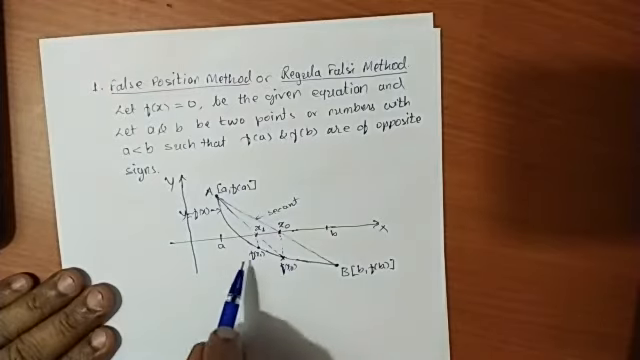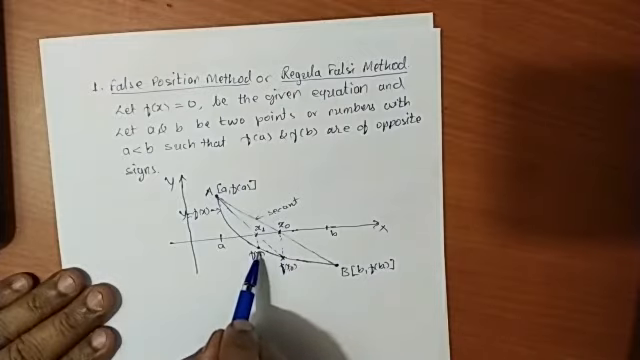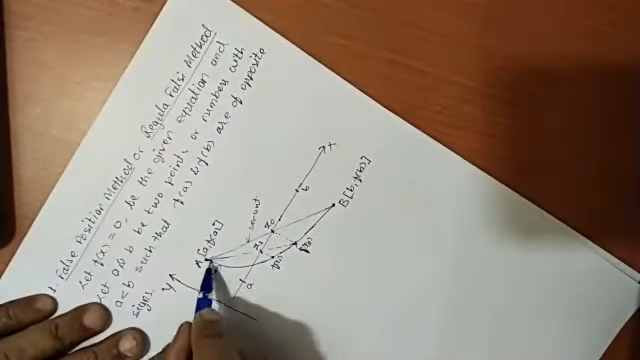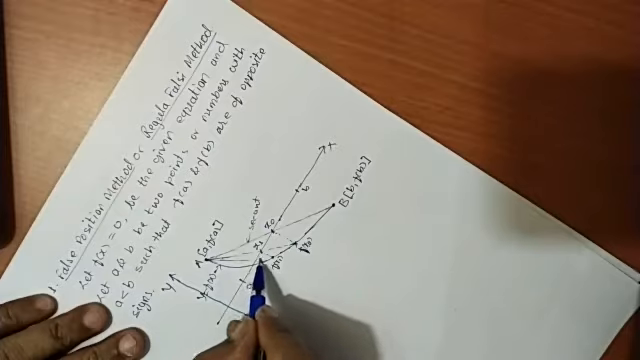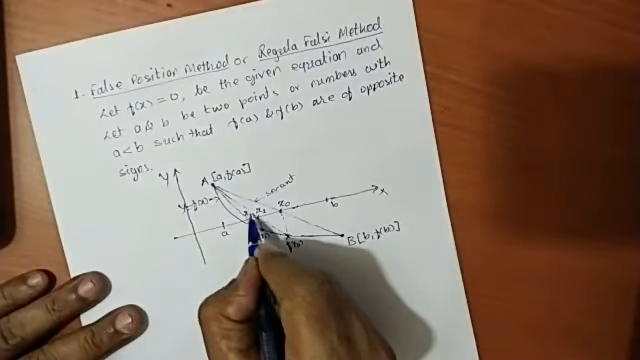Right. Then I check in which interval the root lies. In x1 to x0, certainly it is not there, because f of x1 is also of the same sign as f of x0. Then I join the chord a, f of x1. So this will be my next improved root x2.